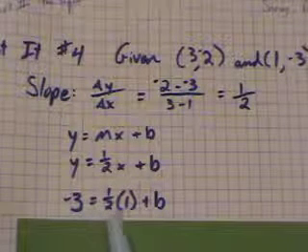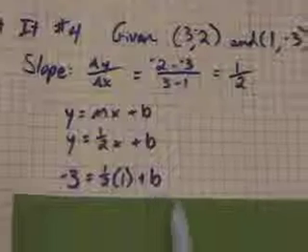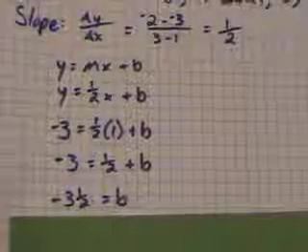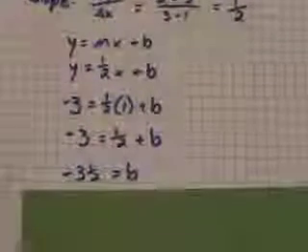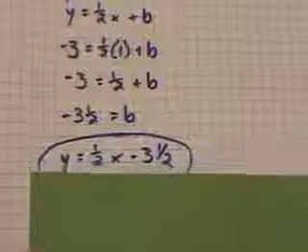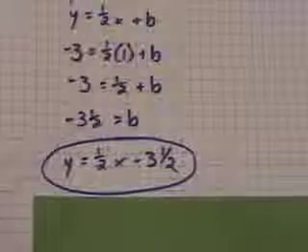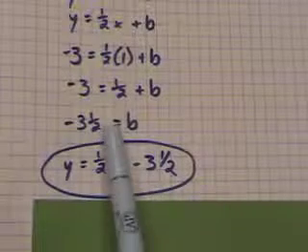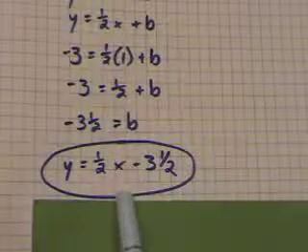So if -3 equals 1/2 times 1 plus b, then b will be -3.5, but we are not done yet, because what I'm looking for is the final equation of the line, right there. The slope that we figured out at the beginning, the y-intercept that we just figured out, x and y. Isn't that pretty?